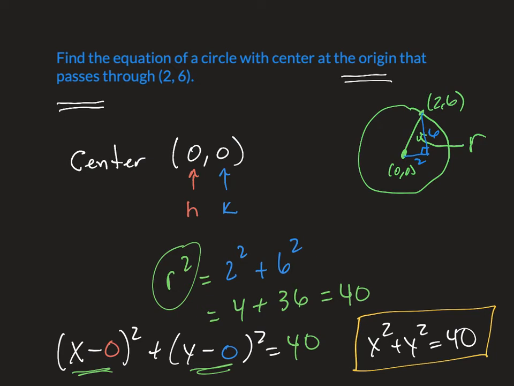That's it for this problem. We fill in the blanks for h and k. I've got to squeeze this in here. And we're really looking for r squared here at the end. So sometimes it's faster just to use the Pythagorean theorem rather than the distance formula. However, we should also practice an equation where the center is not 0. So I'm going to do that problem next.